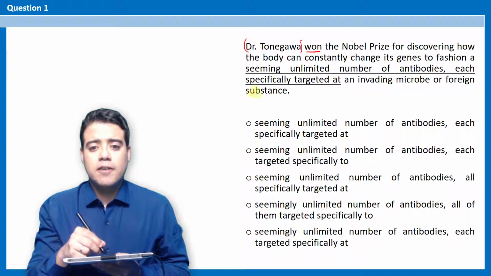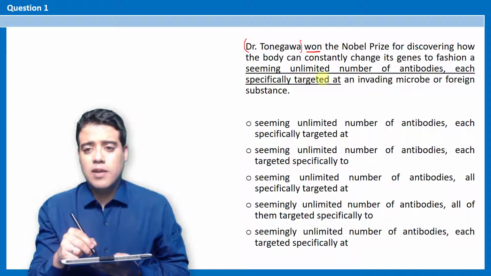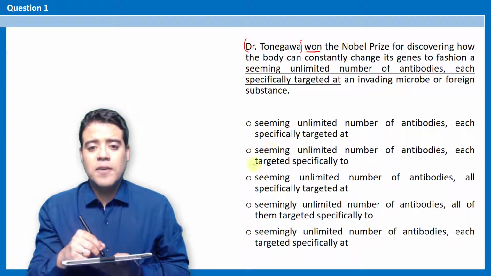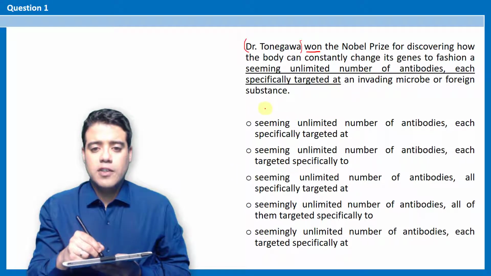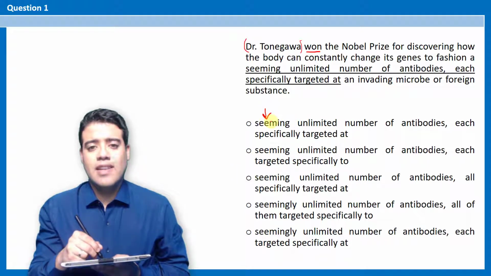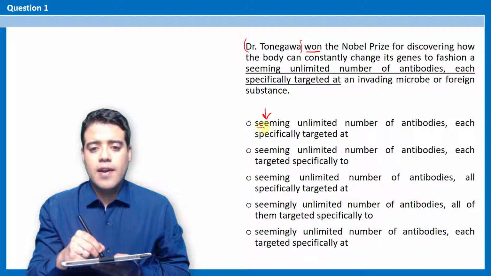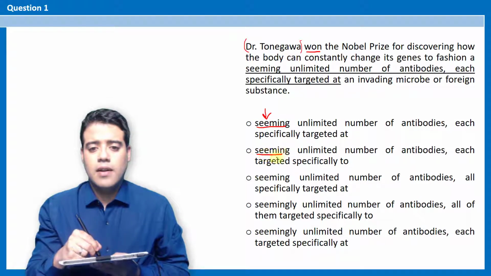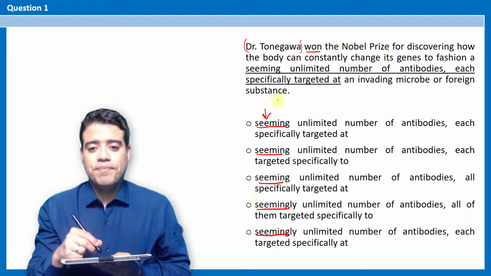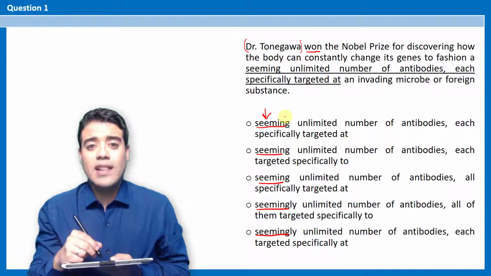So let's look at differences. Once you find the subject and the verb and you understand the sentence, you need to look for differences, especially at the beginning, then at the end. Here you have seeming versus seemingly. Which one is better? Well, it all depends. All depends on what exactly you want to describe.